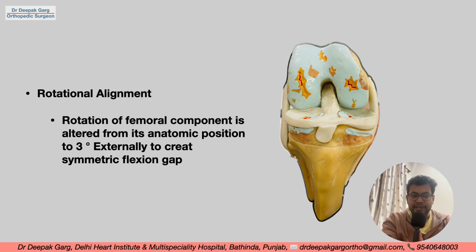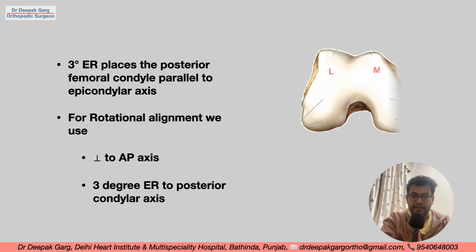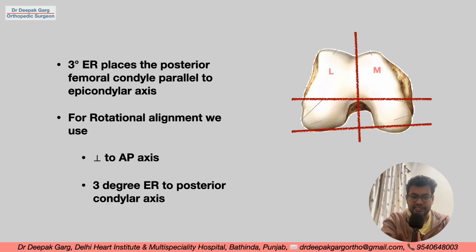That's why we take a rotation of the femoral component, we alter it from the normal anatomical position and we take 3 degrees externally to create a symmetric flexion gap. So that's why we take 3 degrees of external rotation. So that creates a rectangular flexion gap. We have already seen that there are 3 methods. We can take a posterior referencing and we can take 3 degrees of external rotation to the posterior condylar axis.